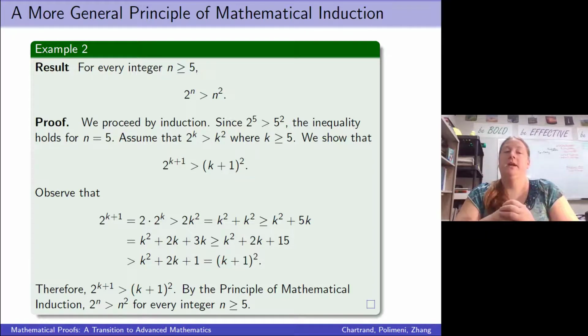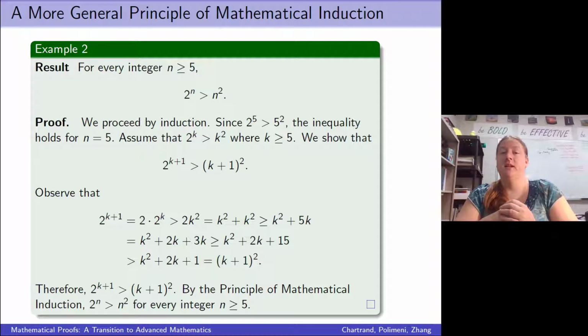This time we're going to look at every integer n greater than or equal to 5. So 5 will be the smallest number in our set. And we're going to show that 2 to the n is greater than n squared. So we're going to do a proof by induction. The first thing we need to do is show the base case.